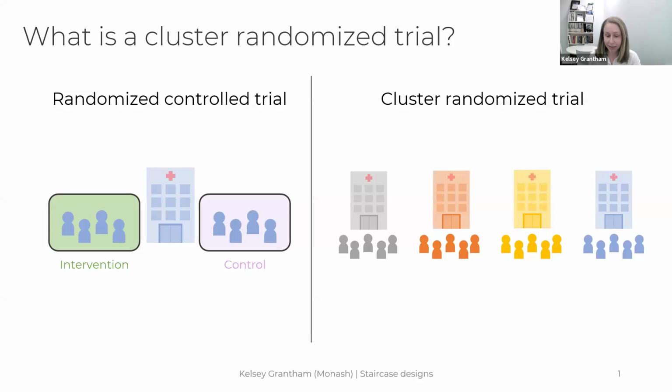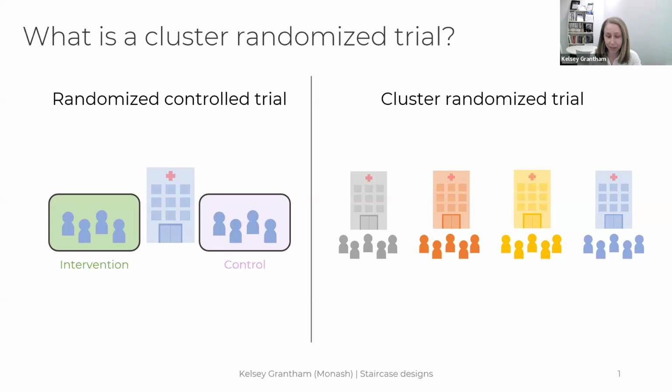But in some situations, the intervention of interest naturally applies at a group or cluster level, such as if we were interested in testing whether a new cleaning procedure in hospitals reduces hospital-acquired infections in patients. And so a cluster randomized trial must be conducted to test the intervention.